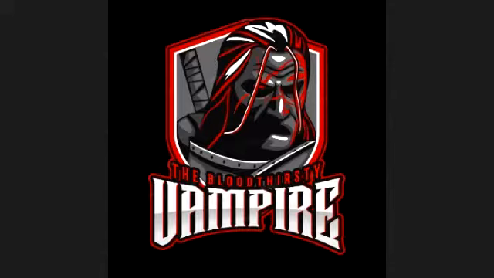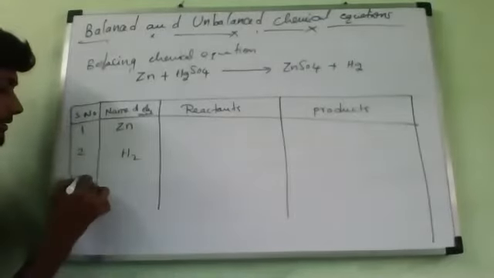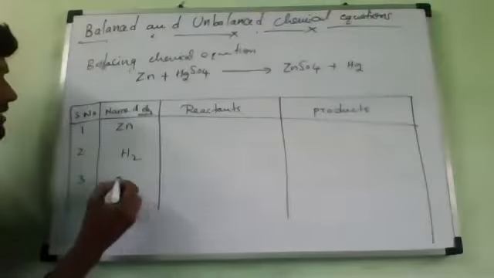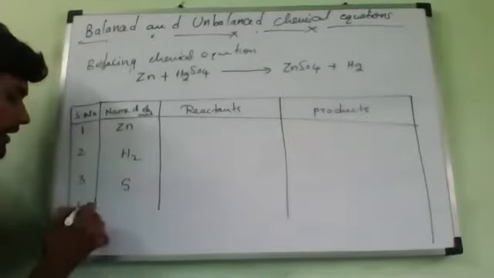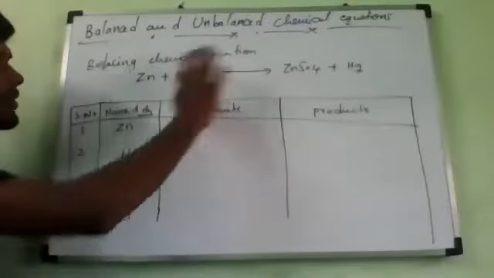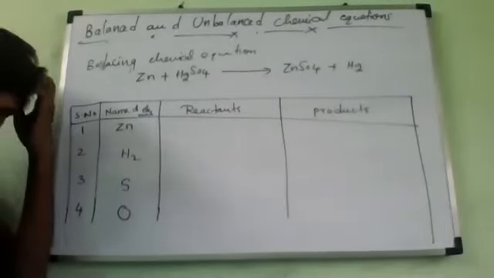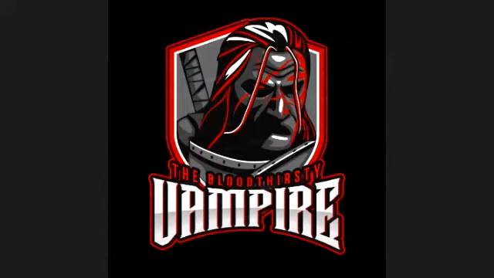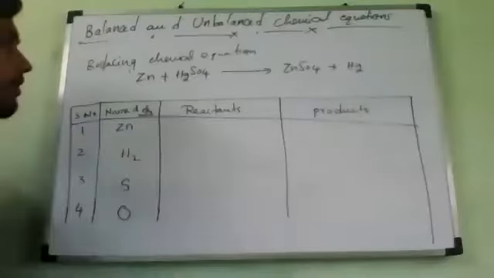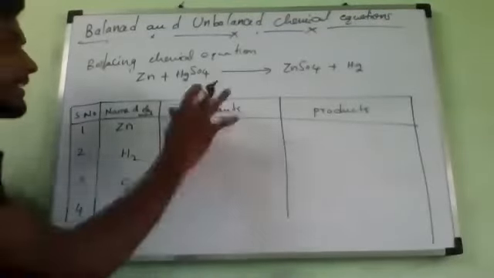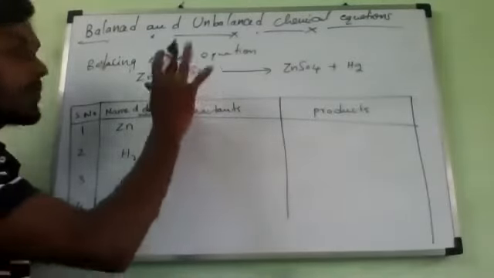Zinc, hydrogen. Understand? Next, second element, hydrogen. Third element, sulfuric acid. Sulfate. Third element, I was saying, sulfur. Fourth element, oxygen. So these are the elements which we are observing on both the reactant side and the product side. Is it true or not? Yes or no? Yes, sir. Yes.